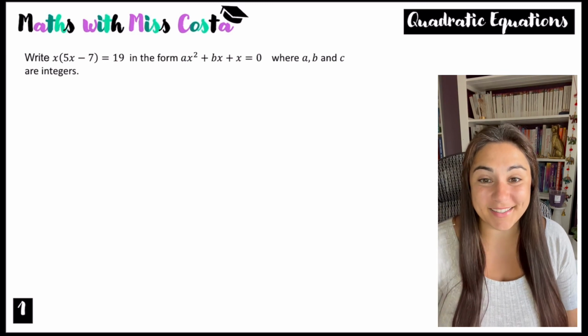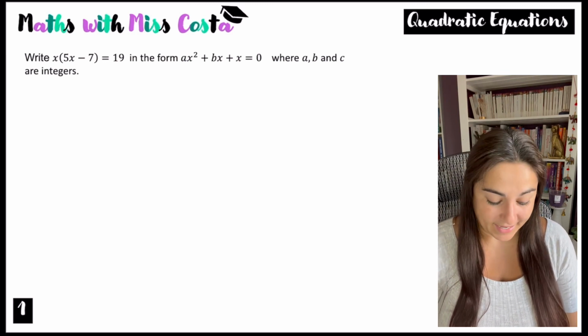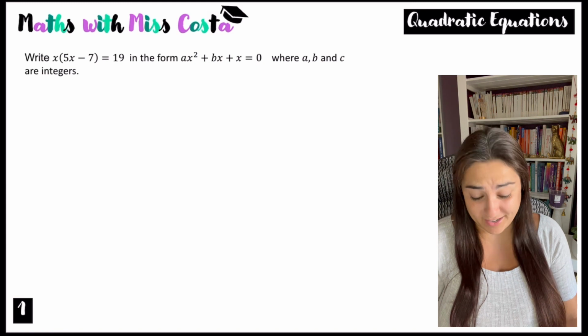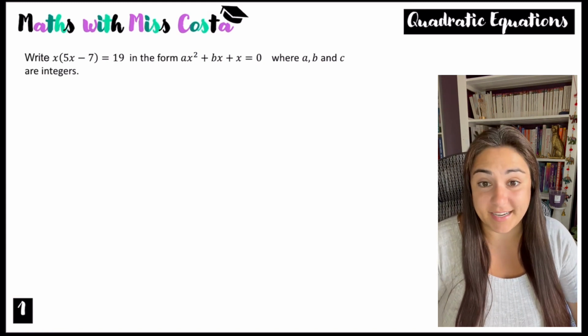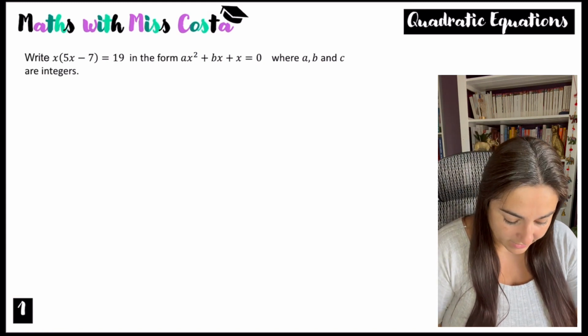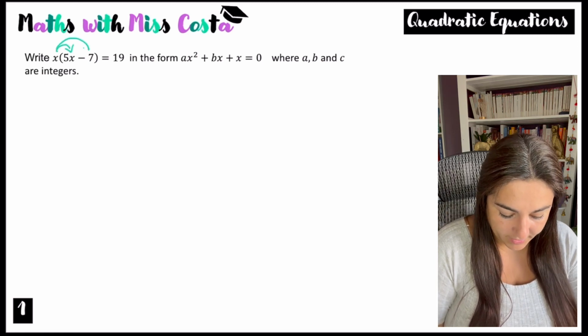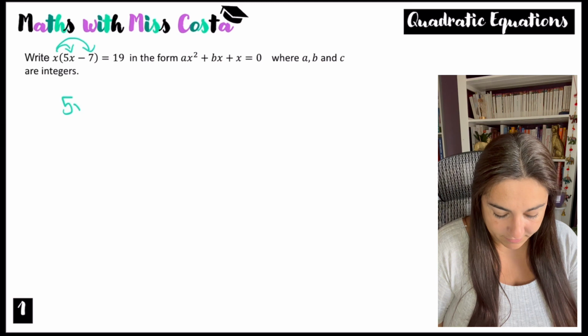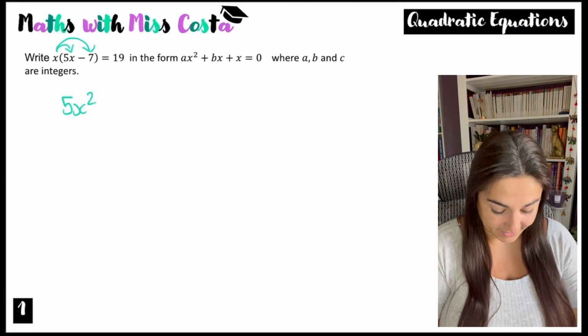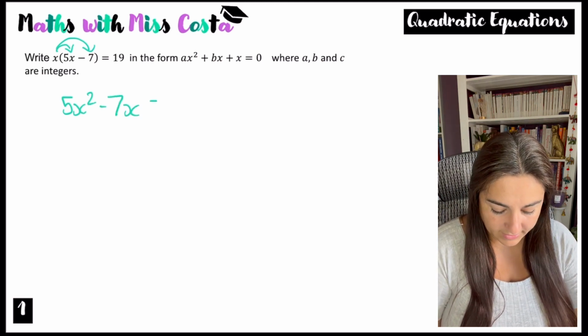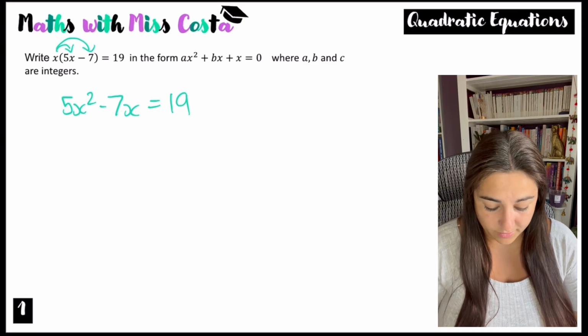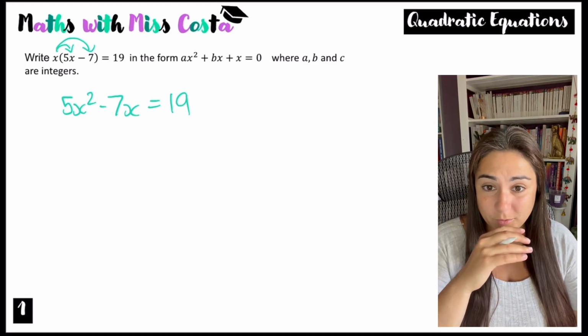Okay, so to start it off, we've got some quadratic equations. Now here I'm being asked to rearrange this equation essentially to write it in its quadratic form. So the first thing I want to do is expand this out. So x times 5x would give me 5x squared. Take 7x equals 19. Now, how can I write that in its quadratic form?